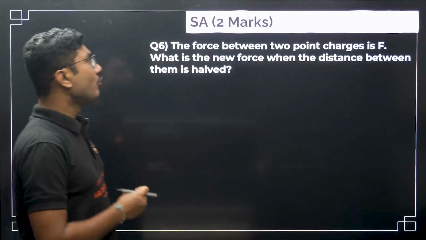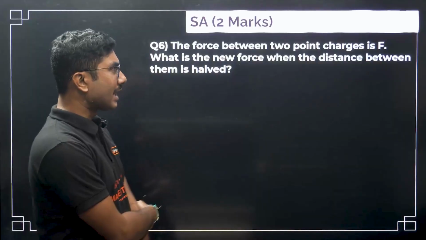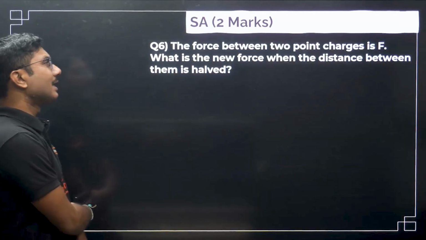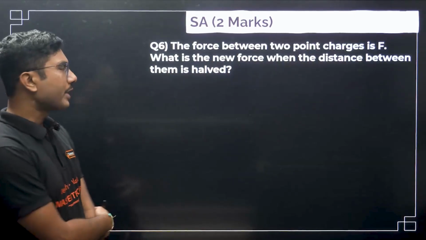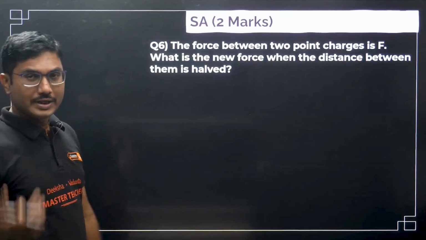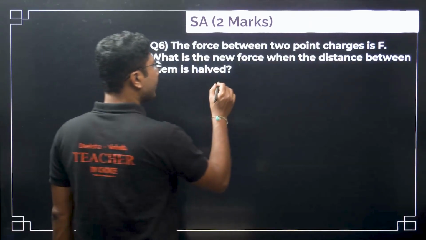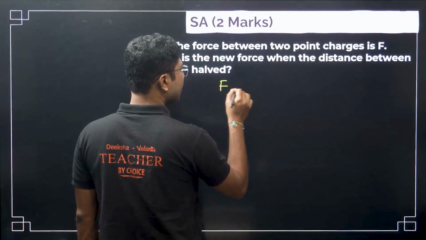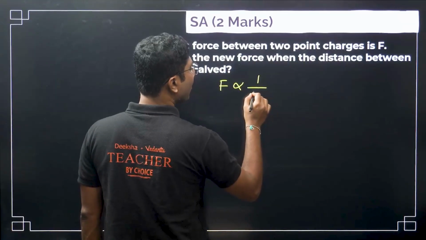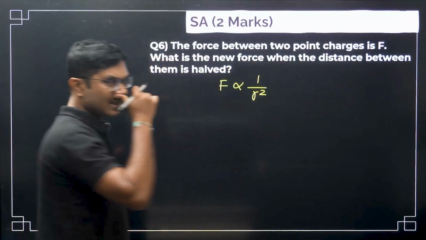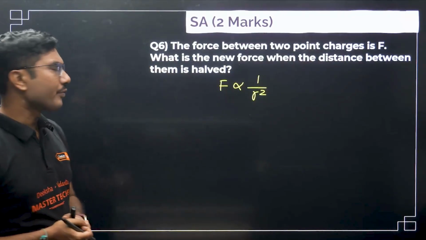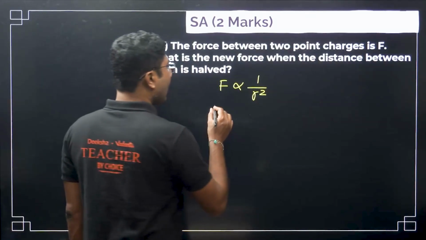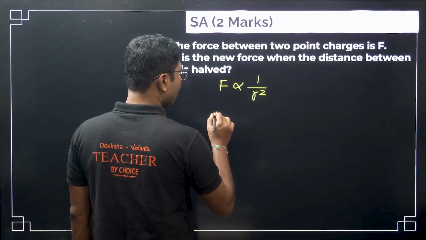Now the force between 2 point charges is F. What is the new force when the distance between them is halved? Okay, so what will be the new force if the distance between them is halved? So we know that the force between 2 charges is inversely proportional to the square of the distance, right? Force is inversely proportional to the square of the distance, right? Now what will be the new force?